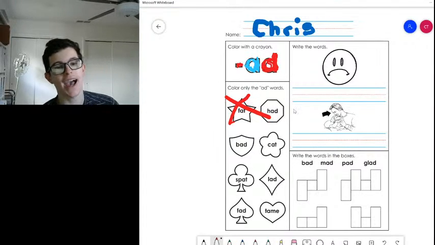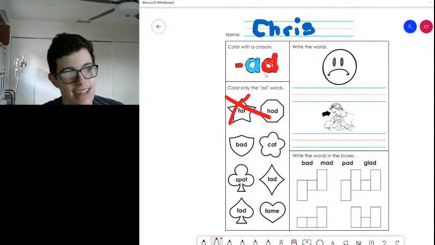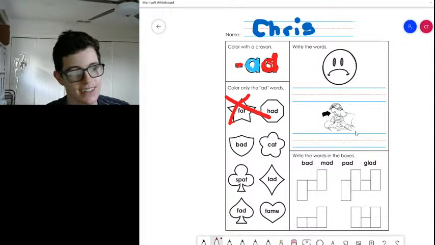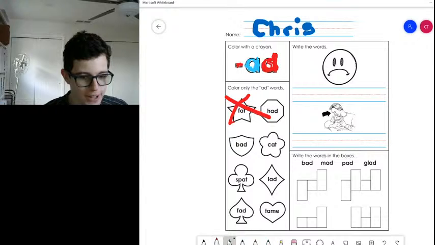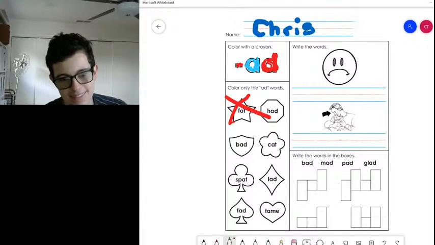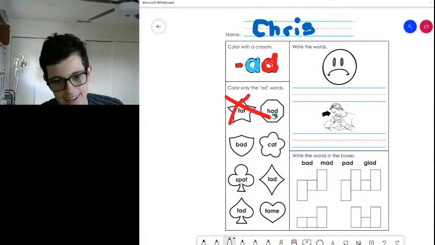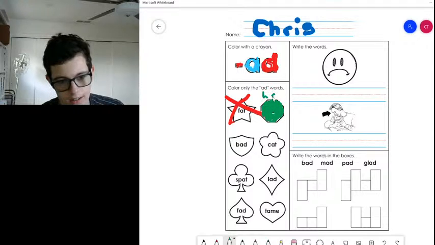Next, had. Had. It has the AD ending. It has the AD sound. Add, had. Sounds good to me. We're going to color it right in green. Alright. Gets the green for go. Alright. Had.